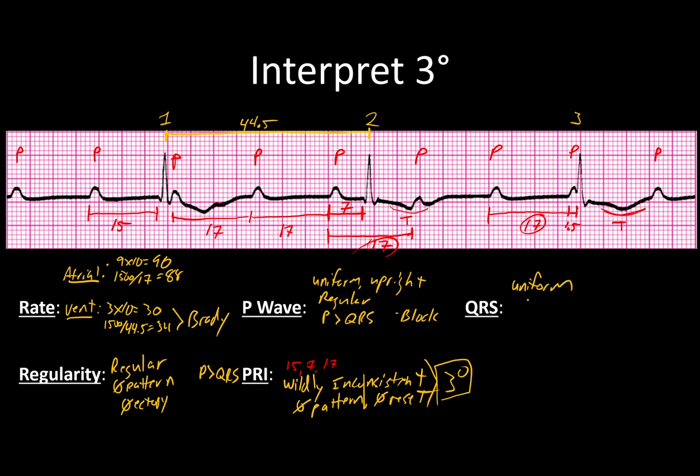We're going to go ahead and look at our QRSs just to be thorough, and those are uniform with a QRS pattern. And my total width on that, let's measure the second one here. Right at 3. Which is still normal and narrow. So, third degree AVB or complete heart block, whichever of those you choose to use.